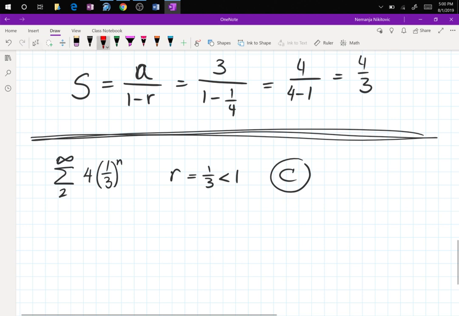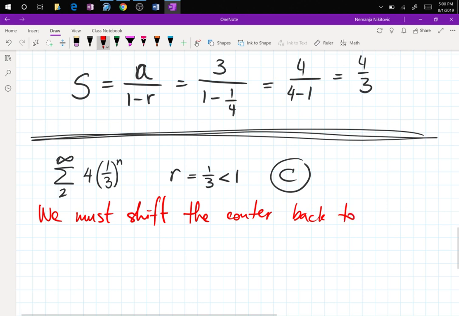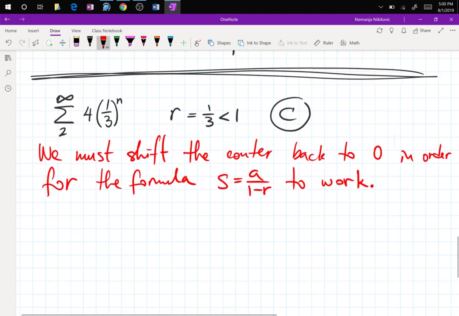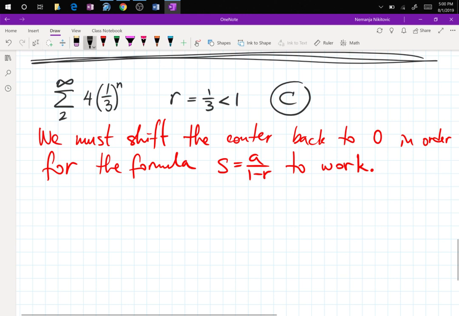So here, we must shift the counter back to 0 in order for the formula S equals A over 1 minus R to work. And now the question is, how do you shift this? So you have the sum from n equals 2 to infinity of 4 times 1/3 to the n.